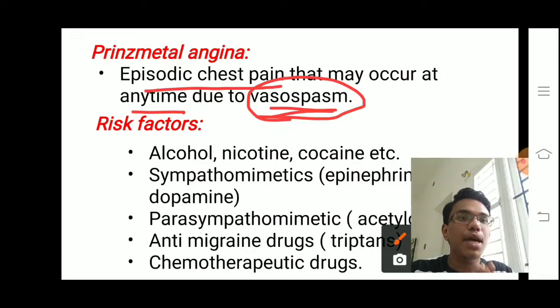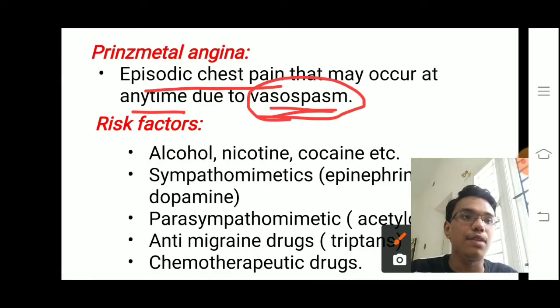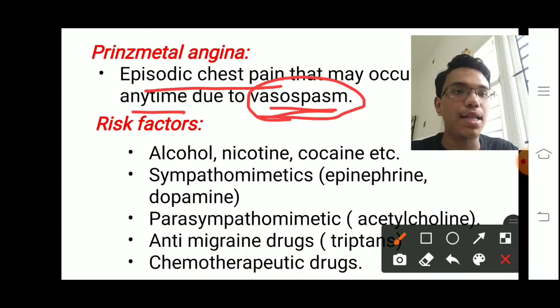As the pathophysiology behind this is vasospasm, sometimes prinzmetal angina is also called coronary artery vasospasm, or vasospastic angina, or variant angina, or angina inversa. These are other names. Okay, just remember 2 names. One is prinzmetal angina, the other name is variant angina. That's more than enough. Now what are the risk factors of prinzmetal angina?